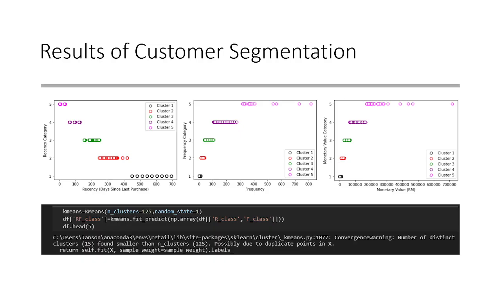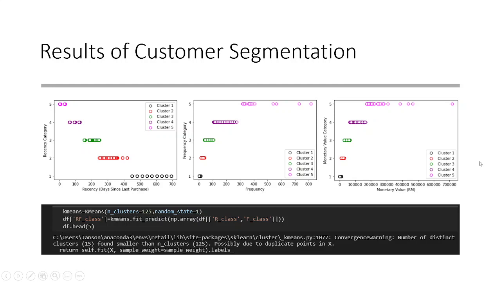So this is the result of the customer segmentation by using k-means clustering. The top three we can see are recency, frequency, and monetary value, the three factors. And from the visualization itself, we can see that the clusters are quite well defined. We can see that there is not much problem in it.